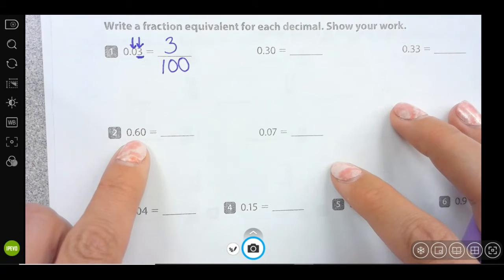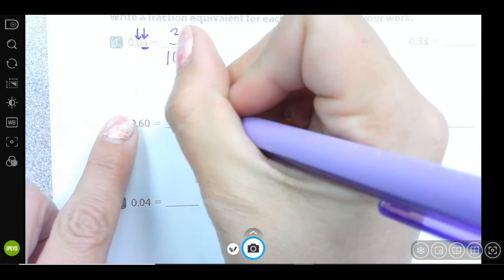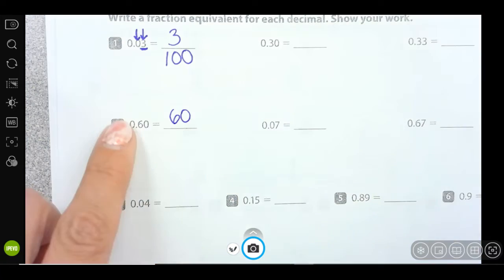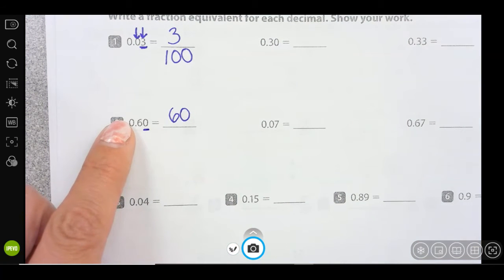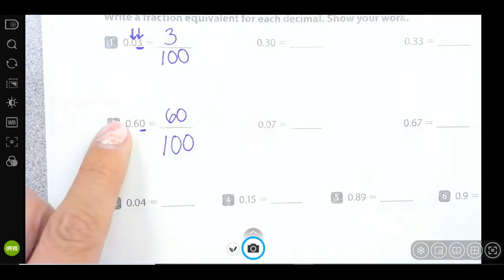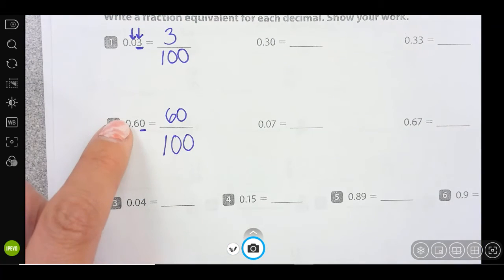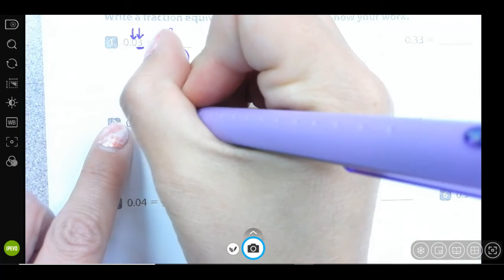Go to number 2. We have 60. So 60. But the 0 is in what place value? The hundredths. So 60 hundredths. The 6 is in the tens. The 0 is in the hundredths.